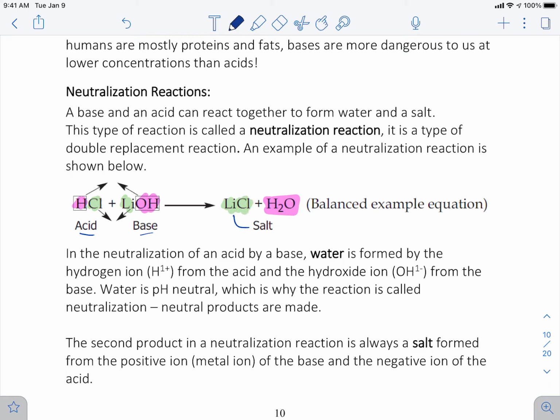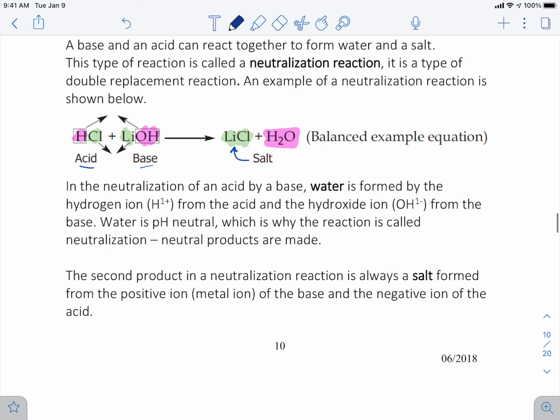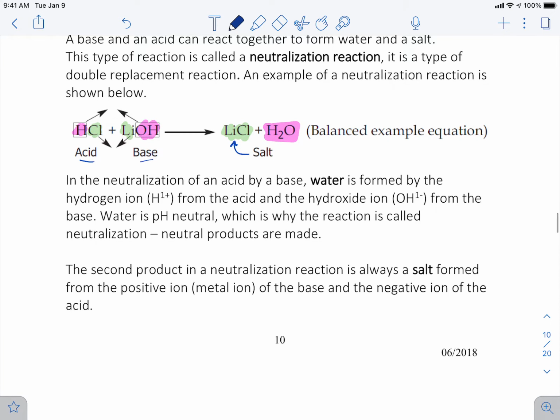Just move that salt so it points there. In the neutralization of an acid by a base, water is formed by the hydrogen ion from the acid and the hydroxide ion from the base. Water is pH neutral, which is why this reaction is called neutralization.